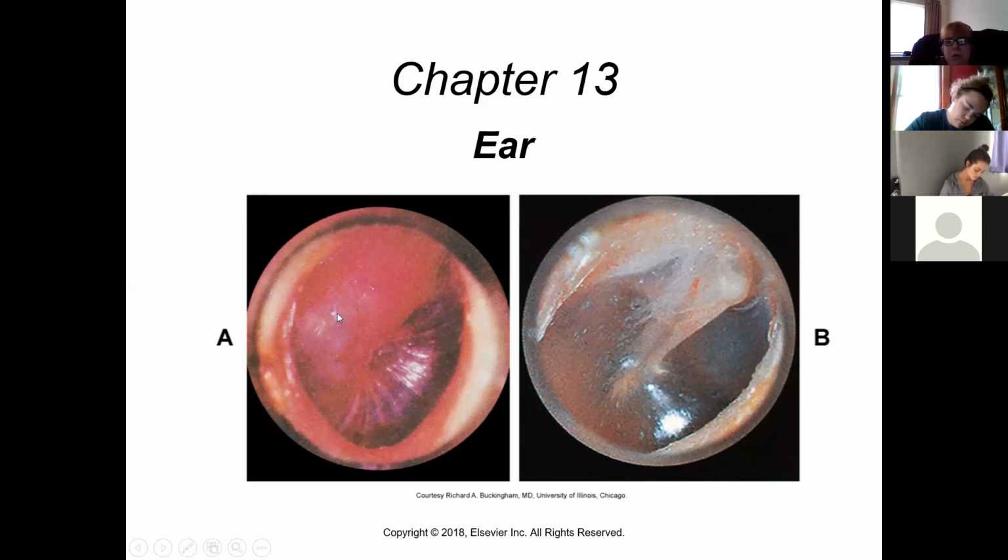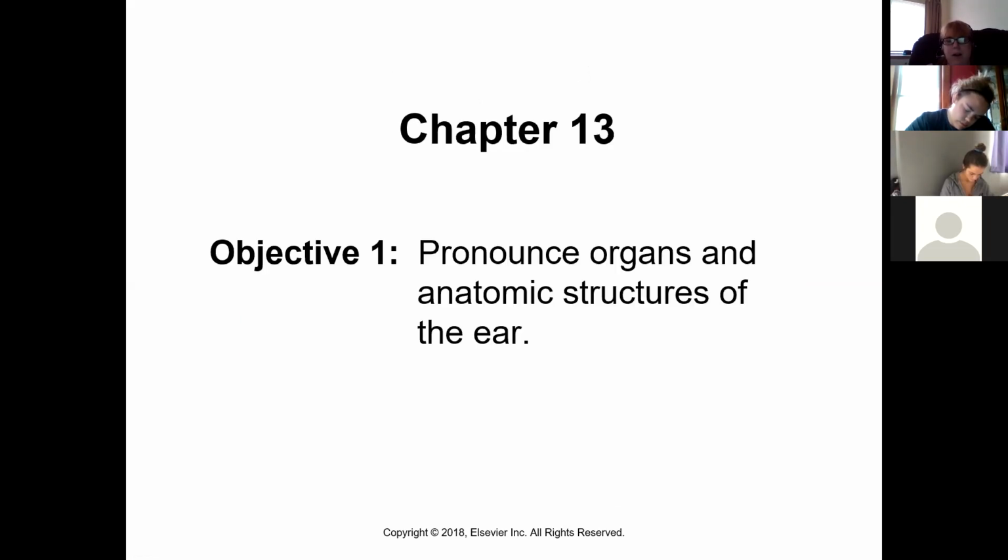But then you go to the eardrum on the right, and this is a very angry eardrum. It's a very infected eardrum, it's swollen. So when they look at ears, especially kids' ears, and they see something like this, that's what they classify as an ear infection. Okay. All right.